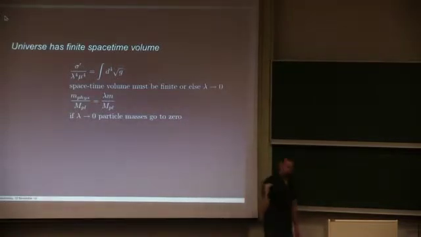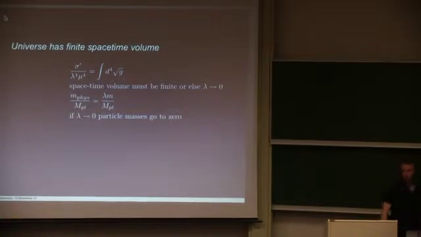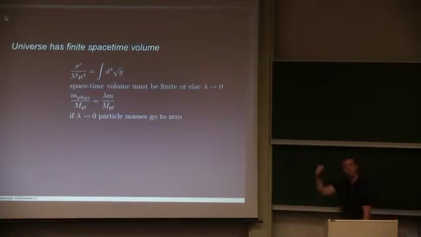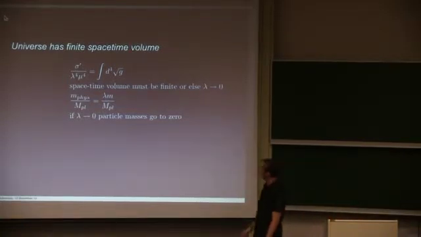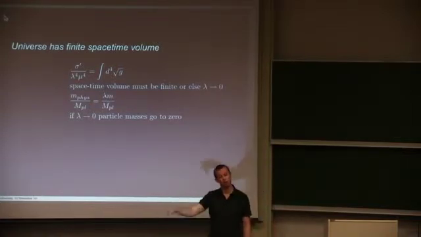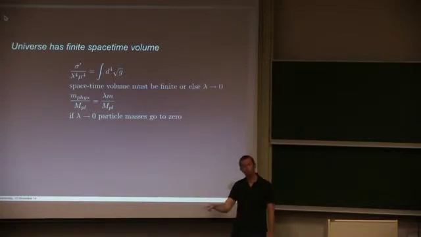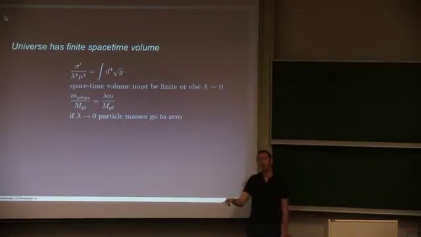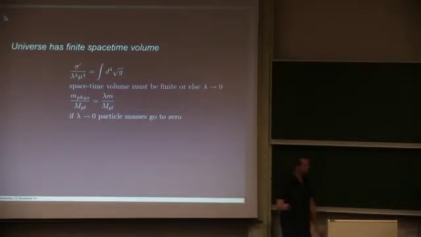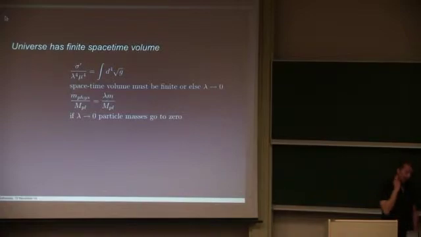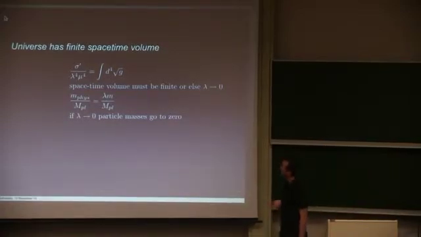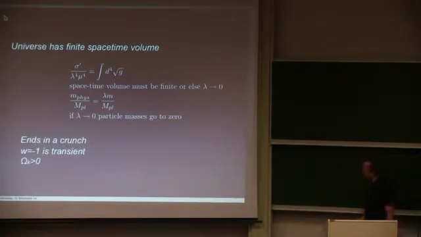And remember what little lambda was. Little lambda was the thing that set the scales in the matter sector. So if little lambda is going to 0, that is forcing your physical particle masses to 0. And that's obviously not our universe. This is, if you like, the conformal limit. So that's not our universe. To regulate that, we have to say that the universe has finite space-time volume. But that gives us a concrete prediction. The universe is going to end in a crunch.